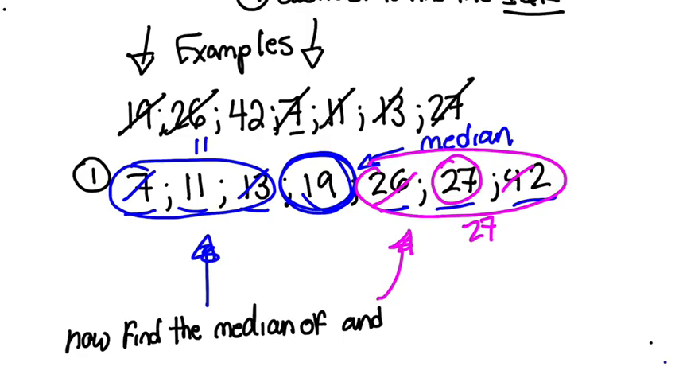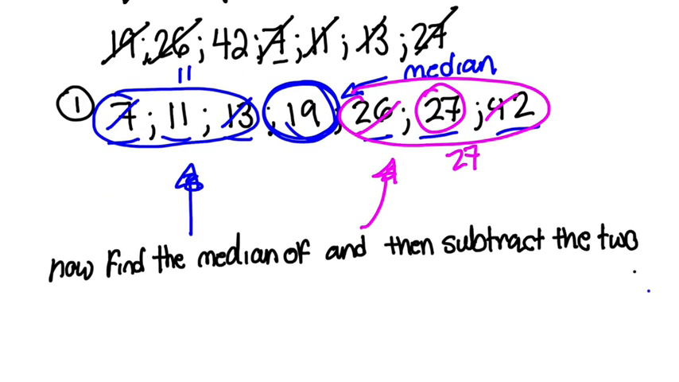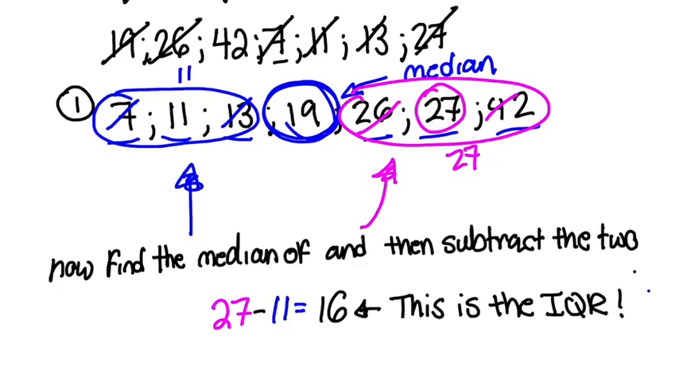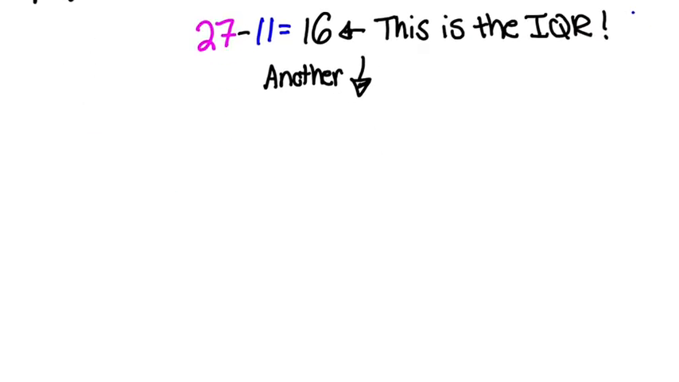The way you do that is you just cross out from least to greatest. So we have these two. We have 27 and 11. And you're going to subtract the smaller median from the larger median. 27 minus 11 is 16. And this is the interquartile range. Basically, it's just seeing how far away the median of the little numbers and the median of the bigger numbers are from each other.